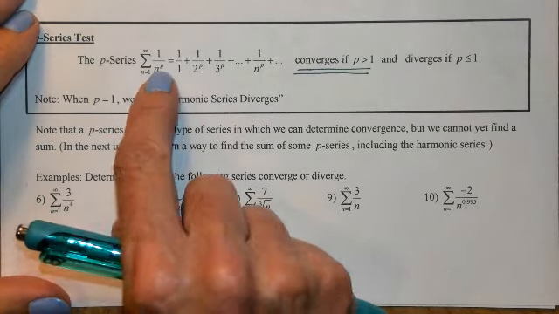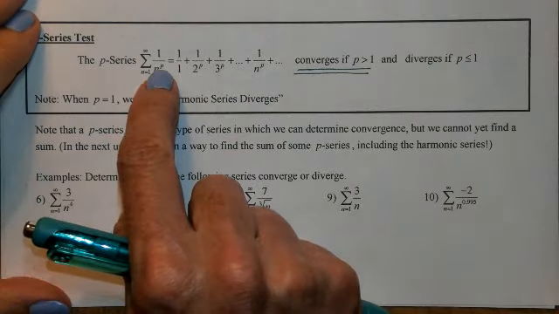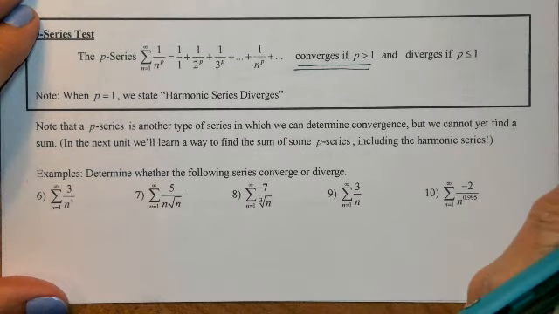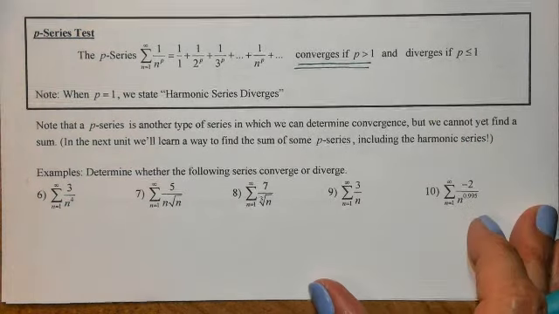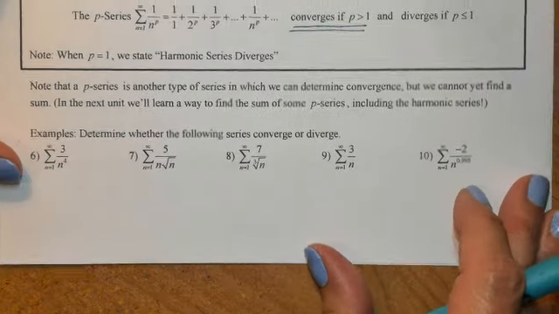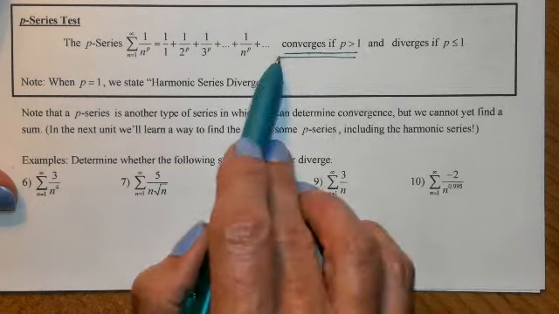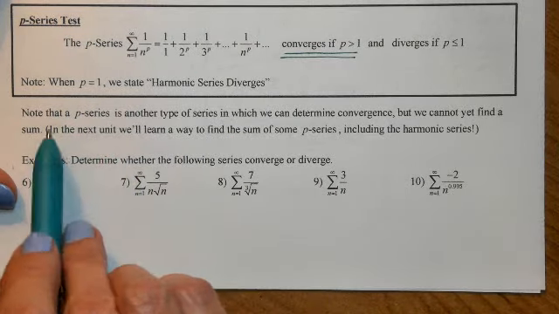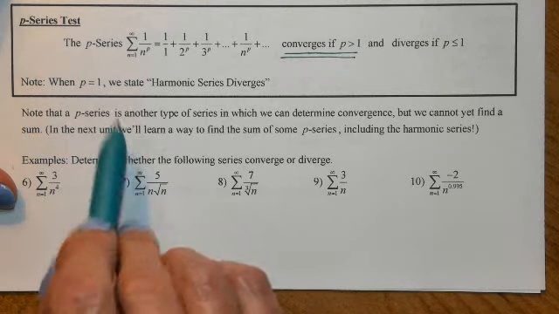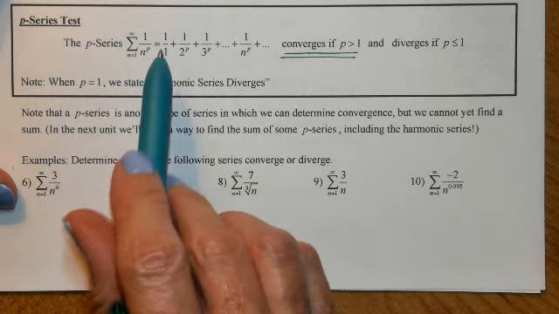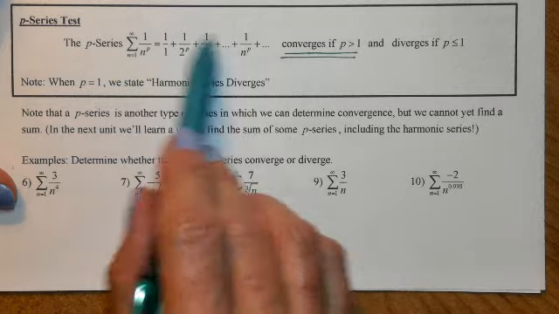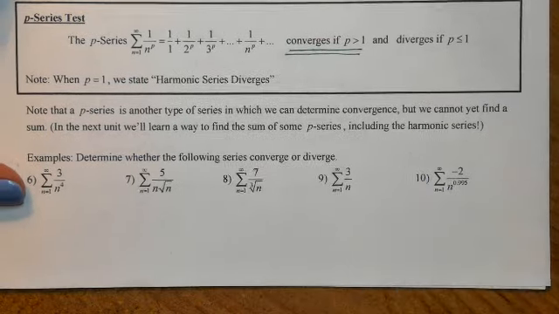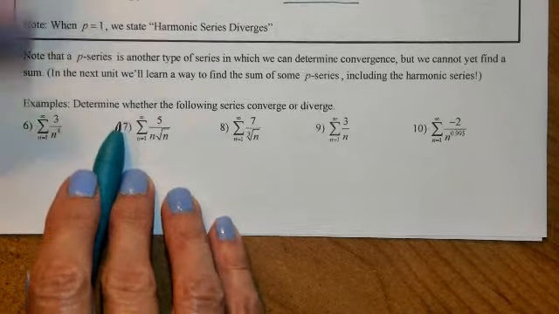So if this p-value is less than 1 or equal to 1, your series will diverge. Okay? We have no idea what it converges or diverges to. Next unit, we'll have a way to find the sum of some of these, but not this unit. So we don't know what it converges to, if it converges. All right. Okay, let's look at some examples.